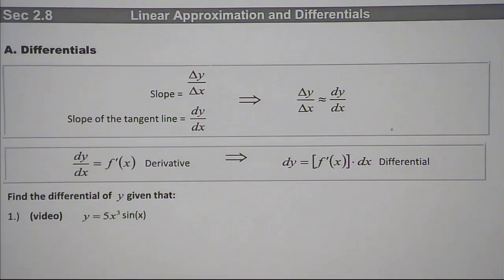Called differentials and linear approximation. And the good news is you've done all of this already. It's just new words. When we're talking about differentials, it's about taking a derivative and finding an approximate change in a value. And when we talk about linear approximation, that's just the equation of the tangent line. So we've done these things. It's just we're looking at them a little bit differently today.